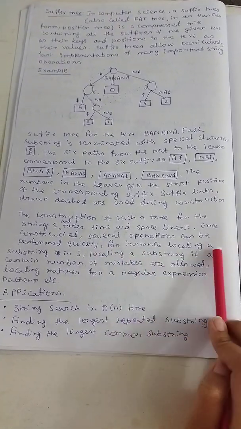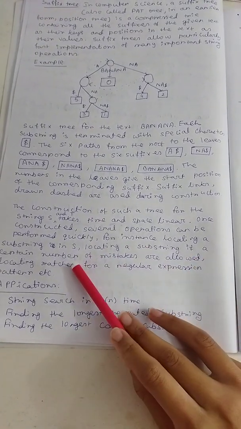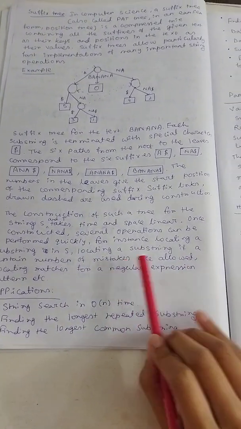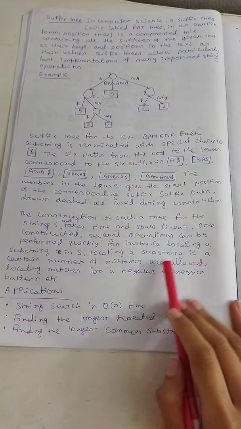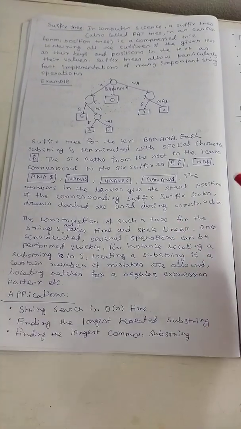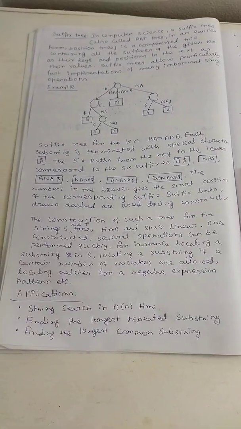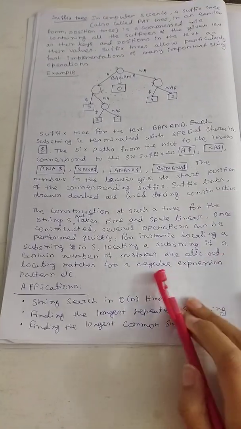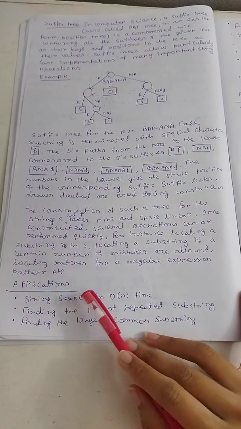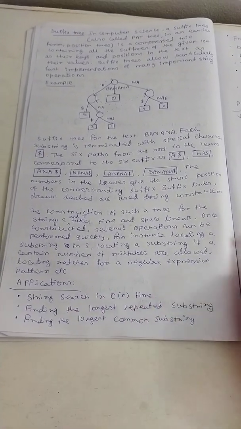So for instance, locating a substring in S. When we are locating a substring, even if we make some mistakes, still we are going to locate it very quickly. So here we can find some applications of the suffix tree. The number one application is string search. We can do it in order of n time.